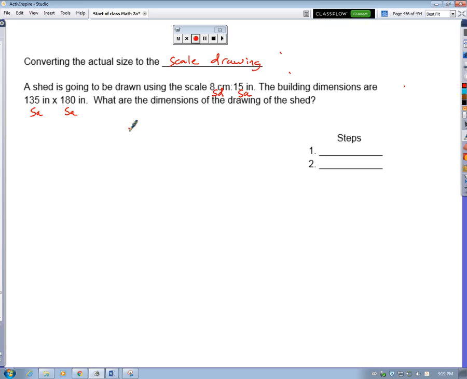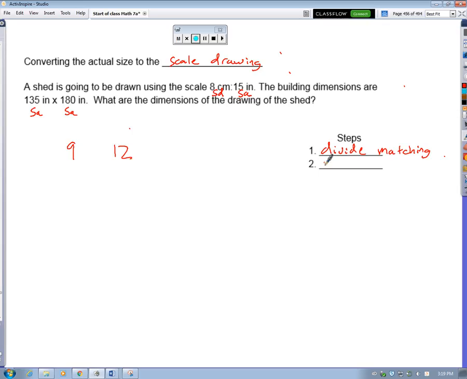Okay, now we're going to get to our 2 steps to solve this problem. We're going to divide what it is that is matching. Okay, in this problem, what is matching is I have my scale actual number here and I have my scale actual numbers down here, so we're going to divide those. We're going to take 135 divided by 15, and when we do that, that's going to give us 9, and we're going to take 180 divided by 15, and when we do that, that's going to give us 12.